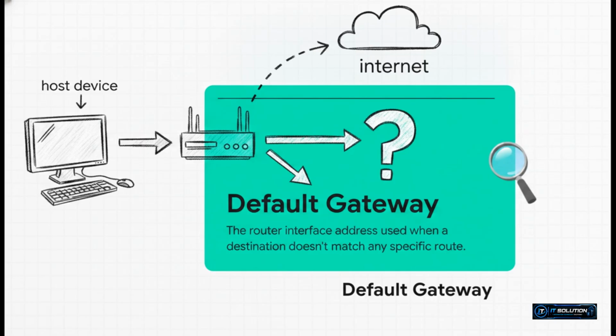For any host device, like a typical PC, the default gateway is simply the local router's IP address. If a PC wants to talk to a device on its own local network, it just sends the traffic directly. But if it wants to reach a web server out on the internet, it sends the packet to the default gateway, essentially saying, hey, I don't know where this goes, you handle it.